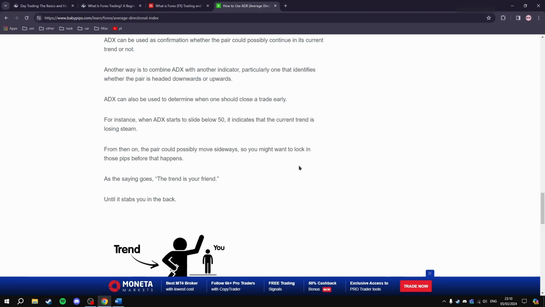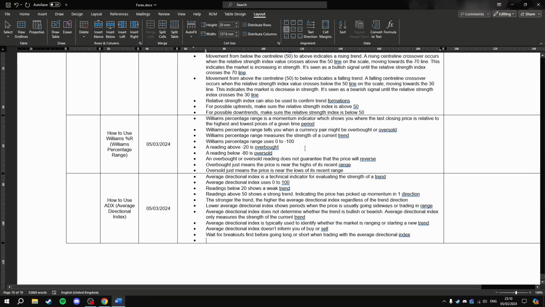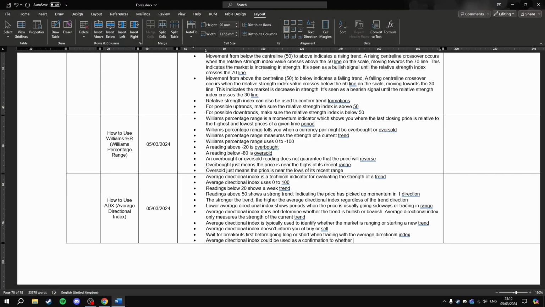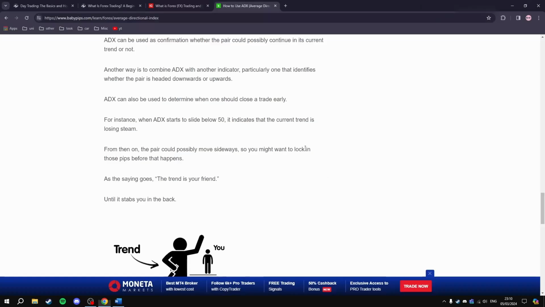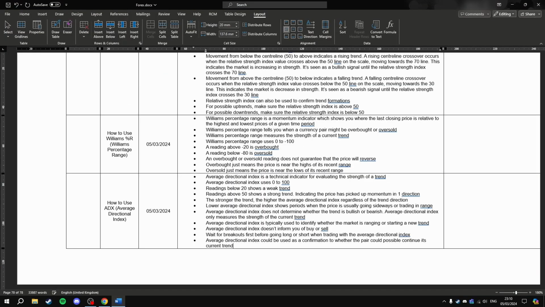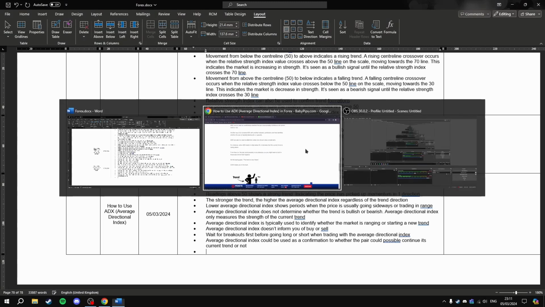ADX can be used as a confirmation whether the pair could possibly continue in its current trend or not. Average directional index could be used as a confirmation to whether the pair could possibly continue its current trend or not.